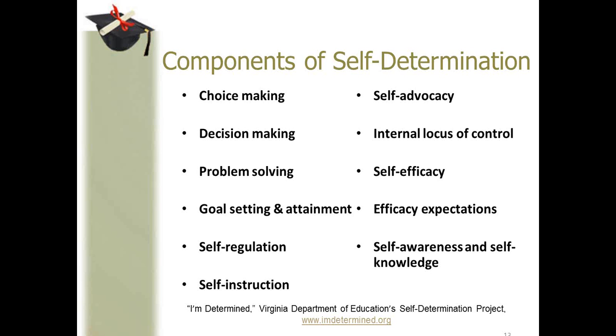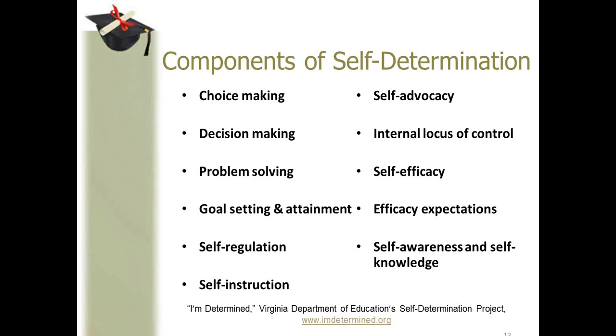These are the components of self-determination: choice-making and decision-making. These are the skills for making decisions and understanding the pros and cons of each option. Problem-solving. These are the skills that are used when a solution is not readily known. Decision-making and choice-making are part of this process. Goal-setting and attainment. This is a skill of determining how you're going to accomplish what you want, setting goals, planning for implementation, and measuring success.